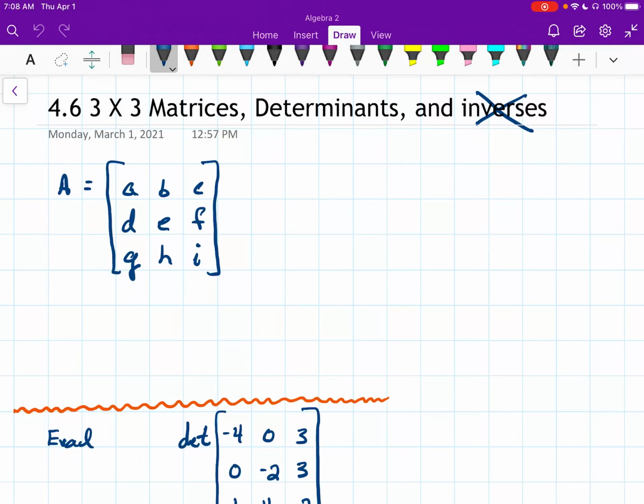All right, 3 by 3 matrices. And you'll notice that I marked out inverses because we're not going to do that. So starting off, really all that we're going to do is find the determinant of a 3 by 3.